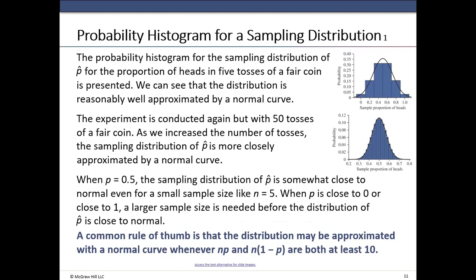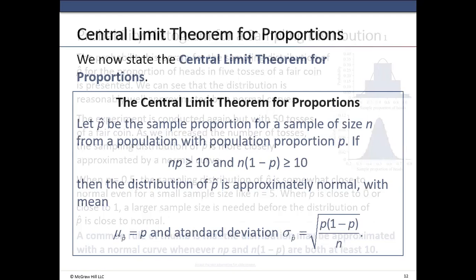That is n times 1 minus p is also 25, which is greater than 10. Hence, we get a smooth bell-shaped distribution for the sampling distribution of p hat when n is equal to 50. However, we do not get that when n equals 5. We do not get a smooth bell-shaped curve.